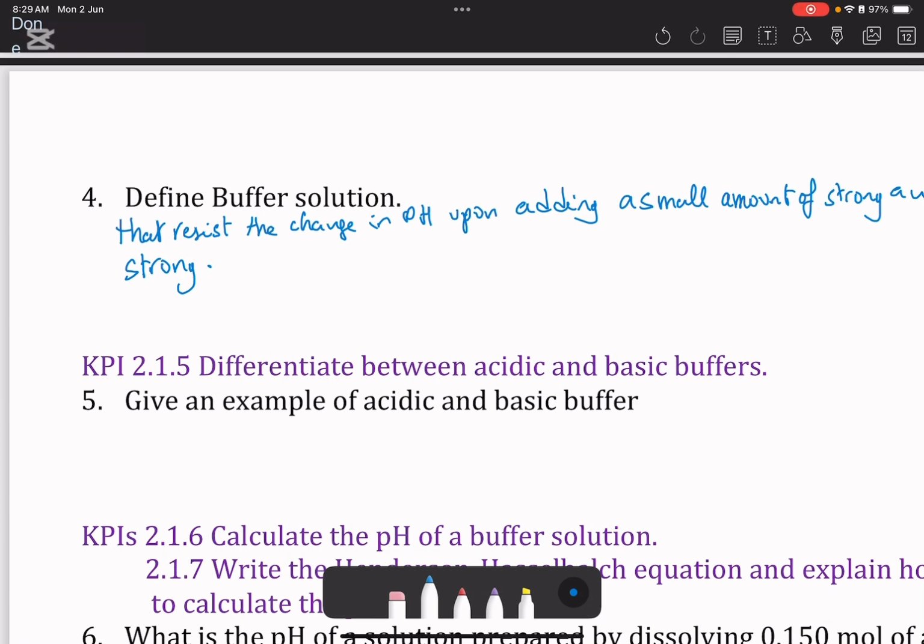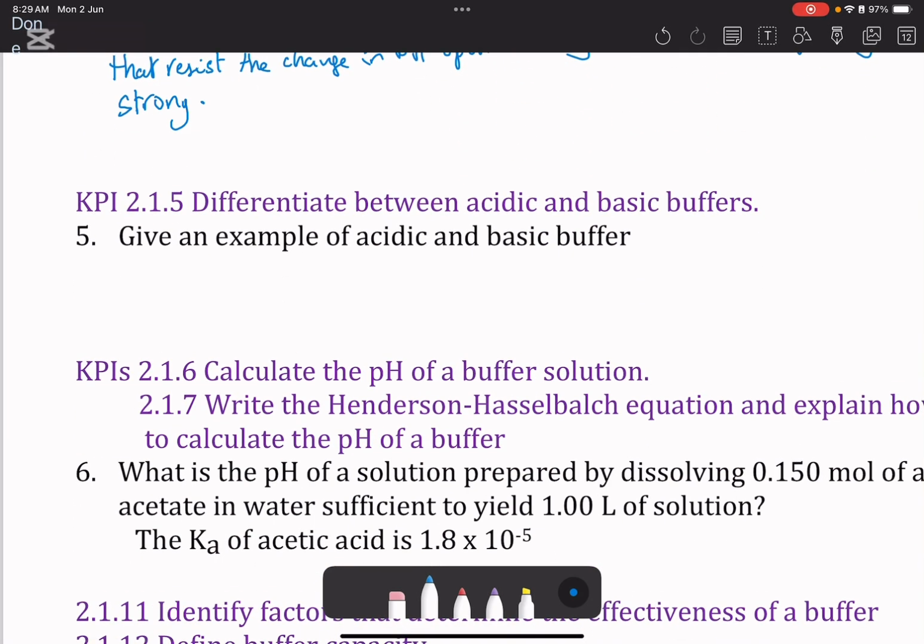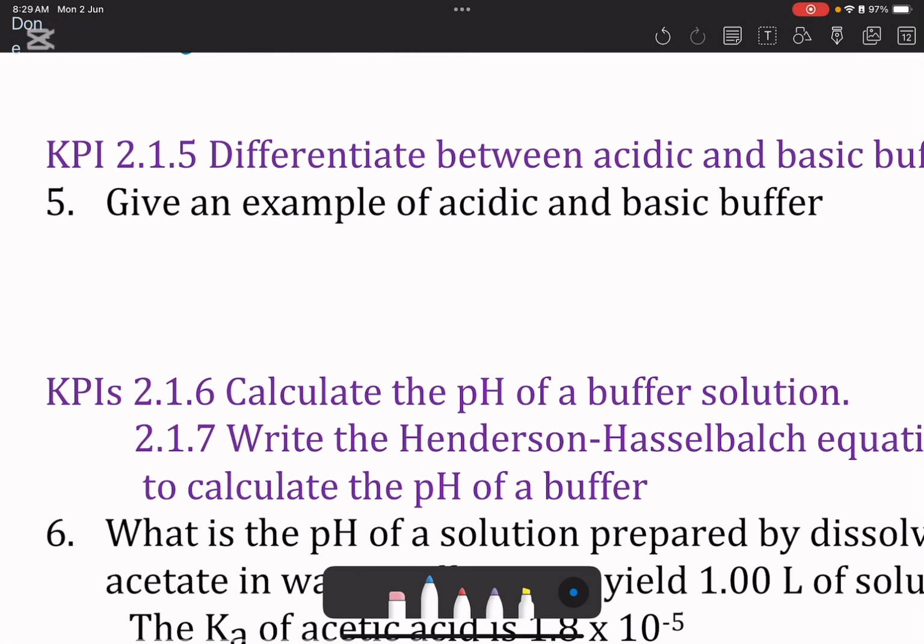Now, I must also mention that a buffer solution should contain either a weak acid with its conjugate base, or a weak base with its conjugate acid, or a strong acid with a weak base, or a strong base with a weak acid. Now, let's give an example of an acidic and basic buffer.